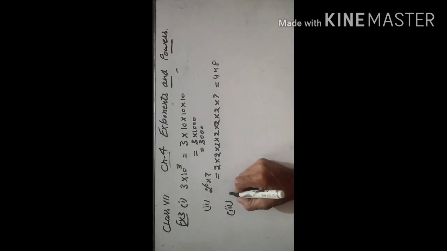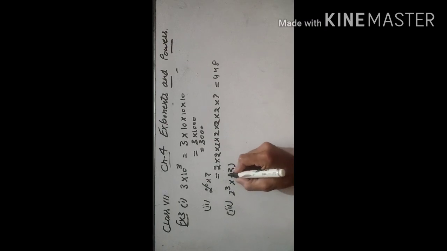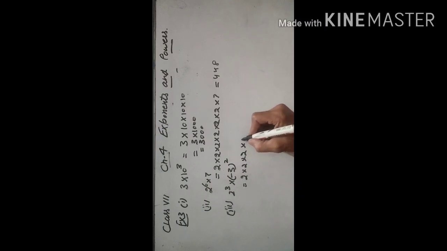Third part is 2 to the power 3 × (minus 3) to the power 2, that is 2 × 2 × 2, which means 8, × minus 3 × minus 3, that is 8 × 9, since two negatives make a positive, that is 72.